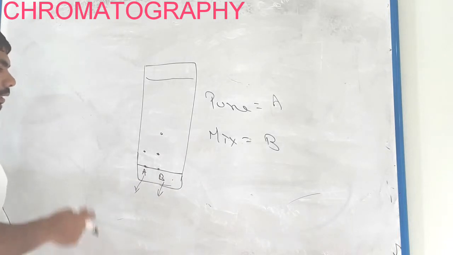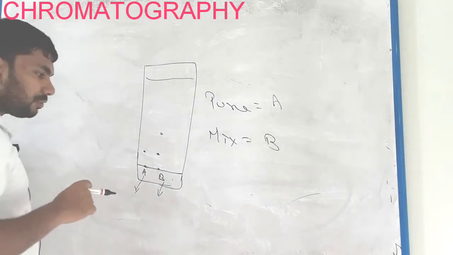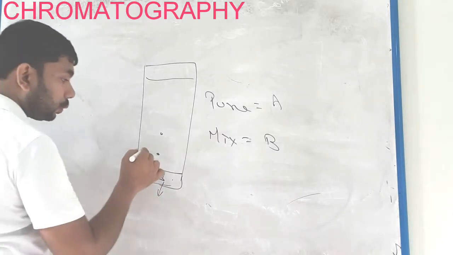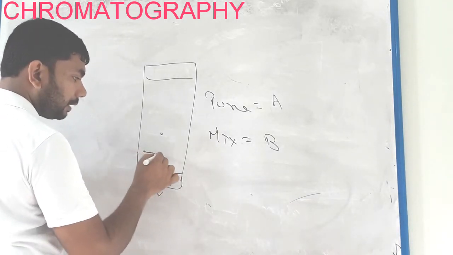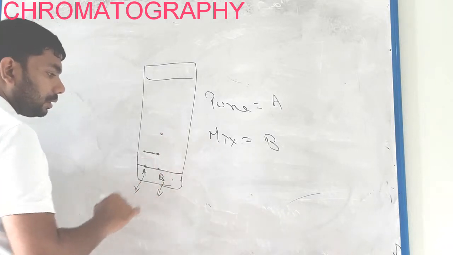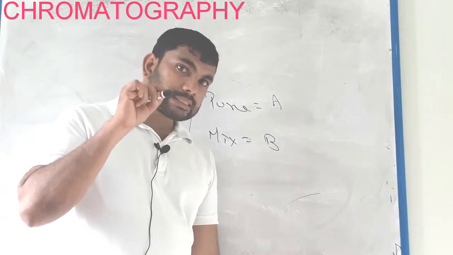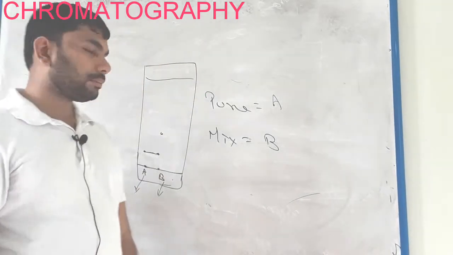Another question: both A and B consist of how many similar pigments, how many similar spots? One similar spot, they are at the same level. One spot is similar. So both A and B consist of one similar chemical. Clear?